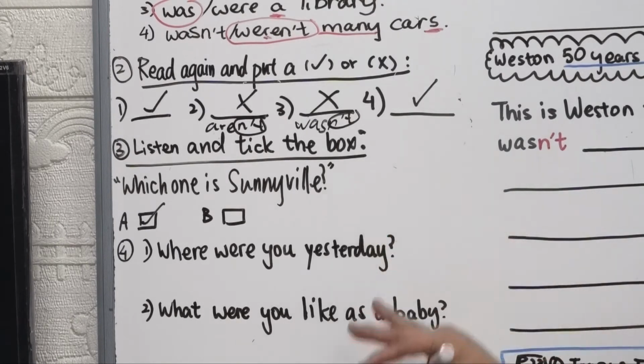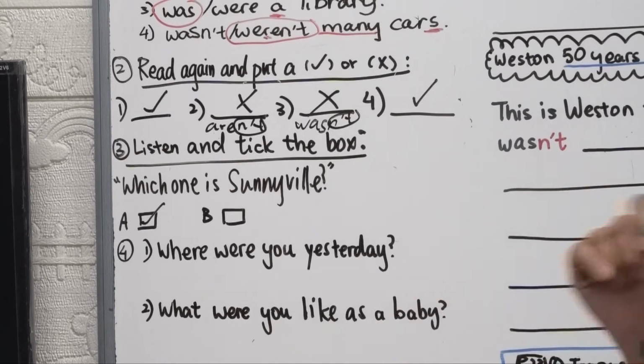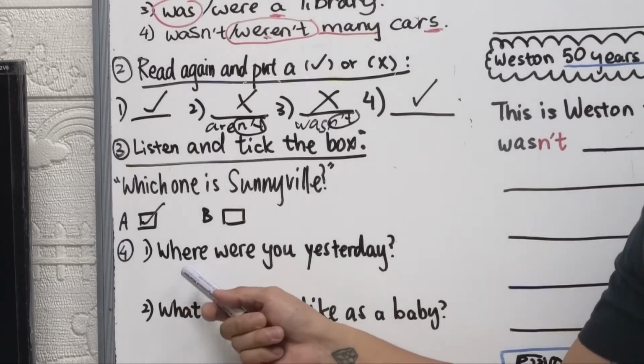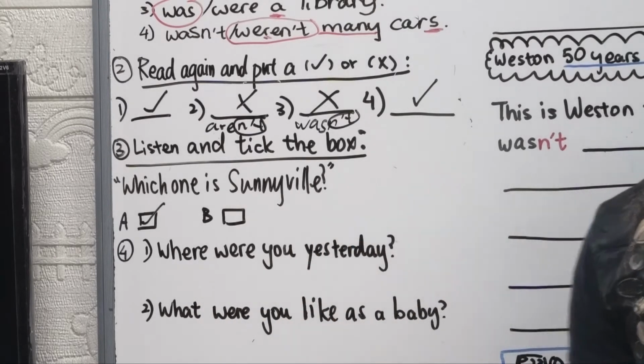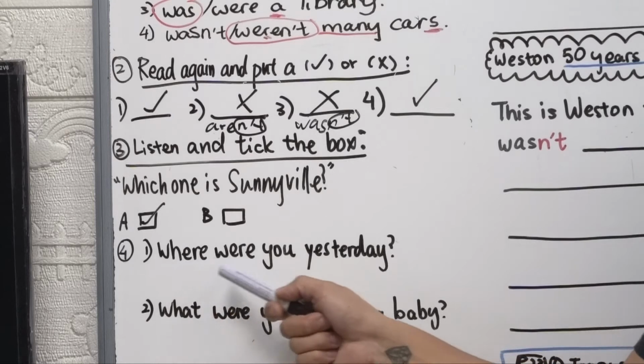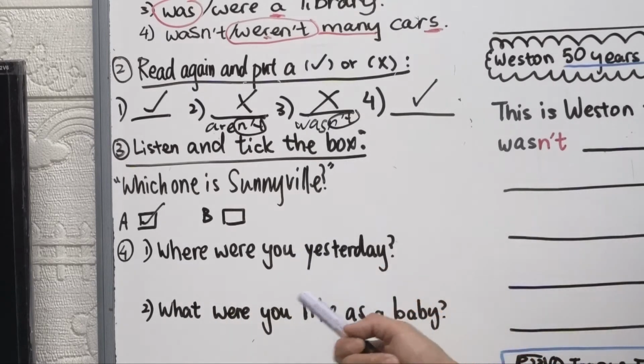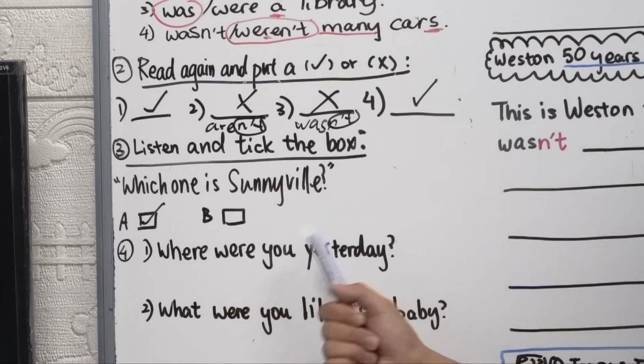We don't have to answer it, okay? You don't have to write down the whole answer in your book. Just write down what I write, okay? So let's look at part 4. Pay attention, alright? Part 4. Number 1, okay? So let's try to see how we use past tense. Where were you yesterday? Where were you yesterday?